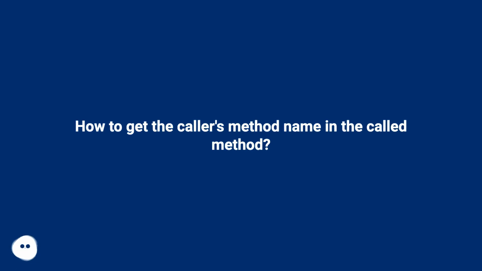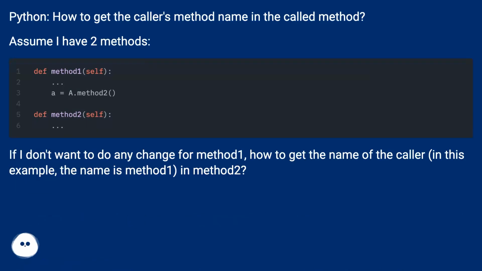How to get the caller's method name in the called method. Python, how to get the caller's method name in the called method. Assume I have two methods. If I don't want to make any change to method 1, how to get the name of the caller? In this example, the name is method 1, in method 2.